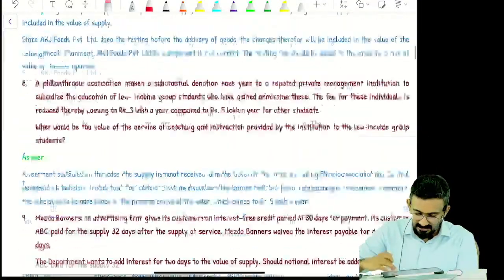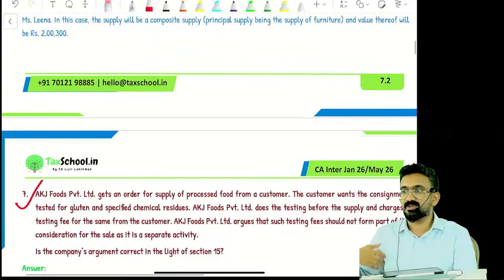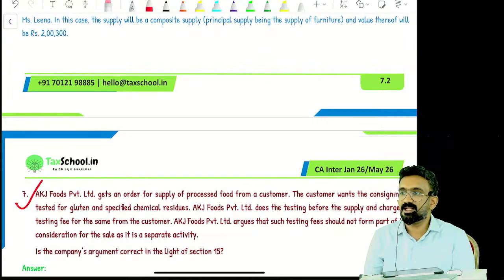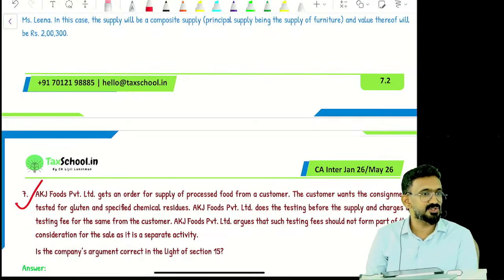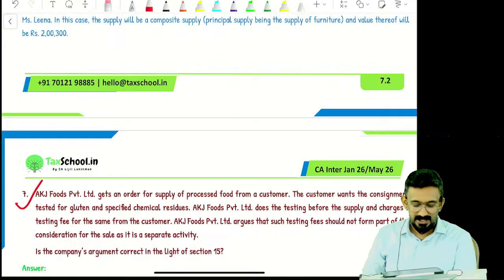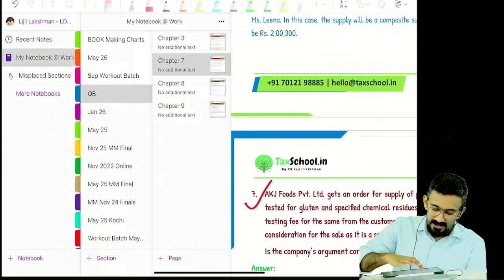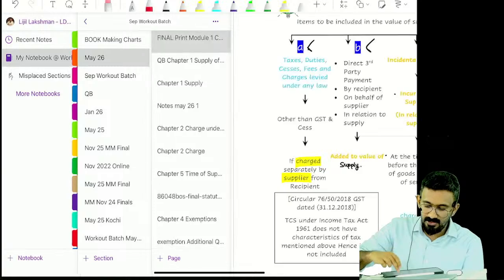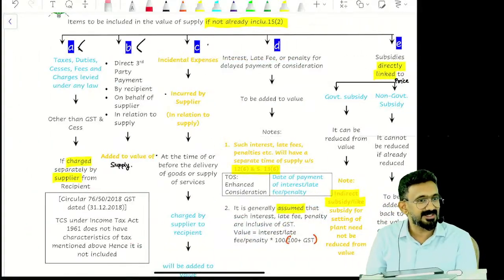Let's write the answer for this practical theory question. First you should write the provision. Let us look at the chart and then write the provision. I'm not even asking you to write the provision without looking at the chart. You can look at the provision and then write it.